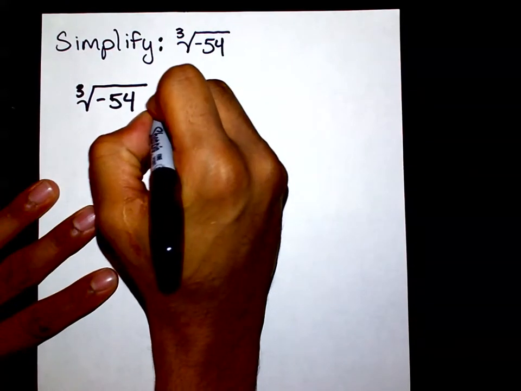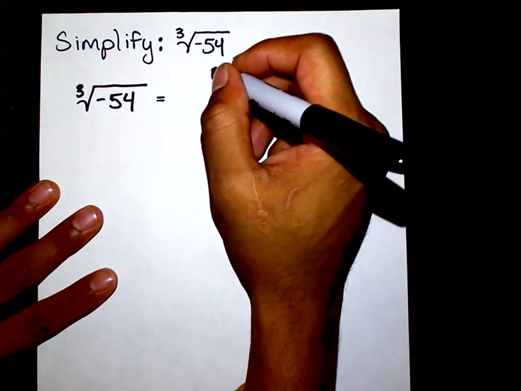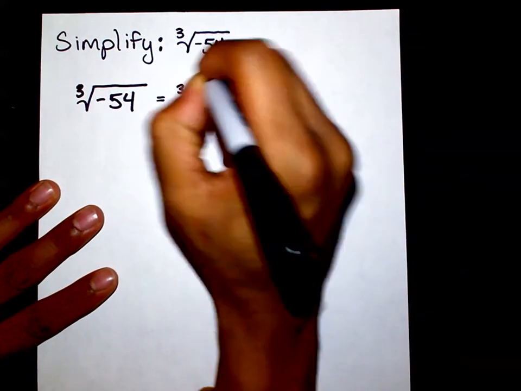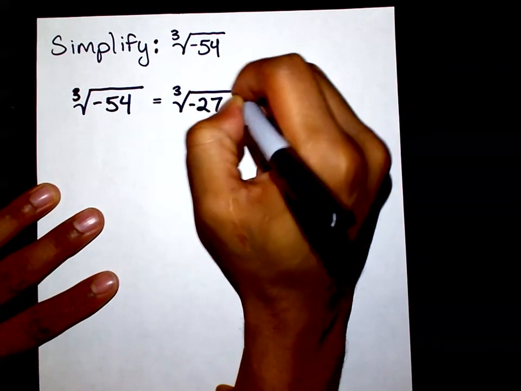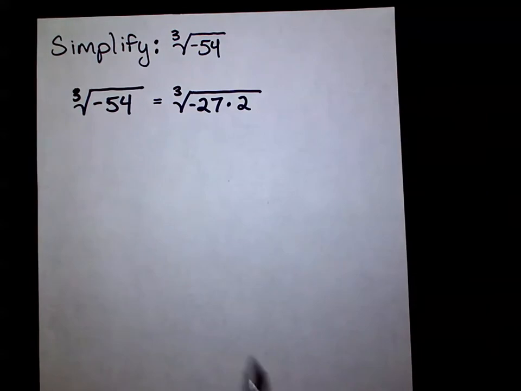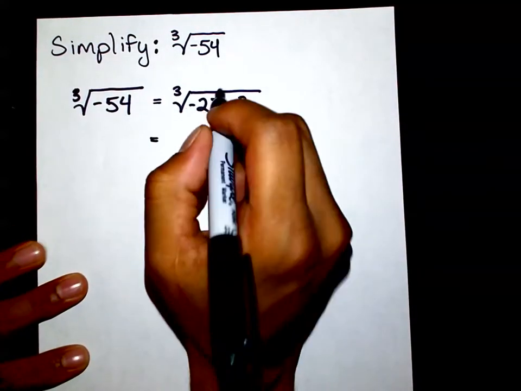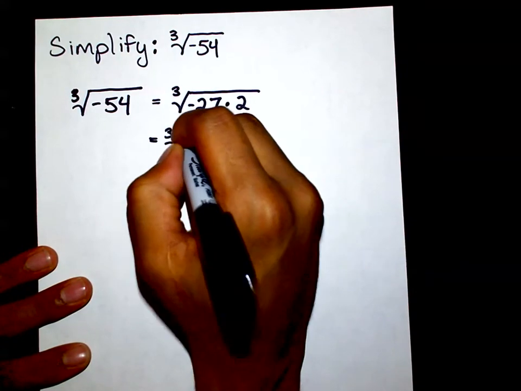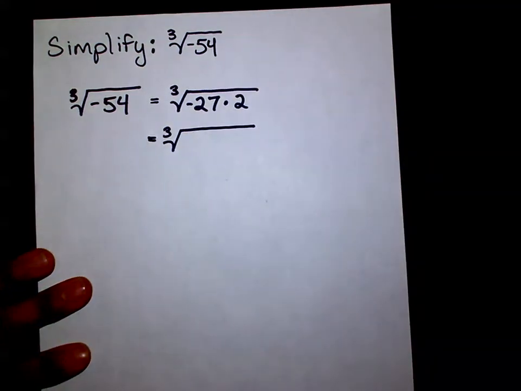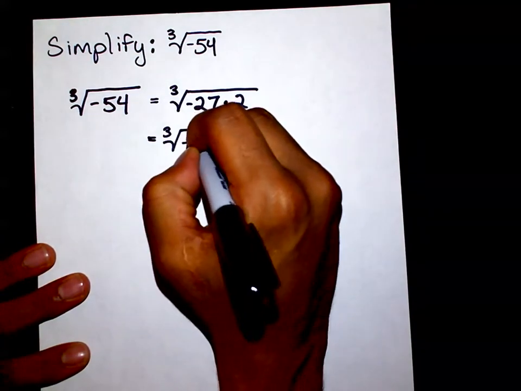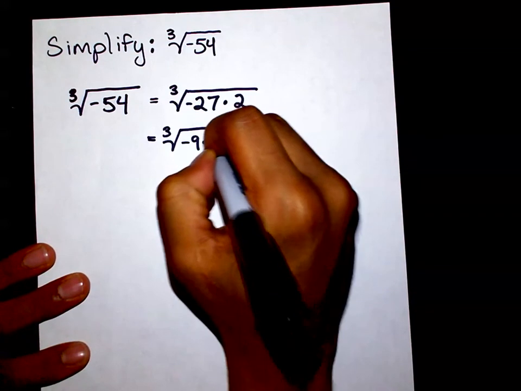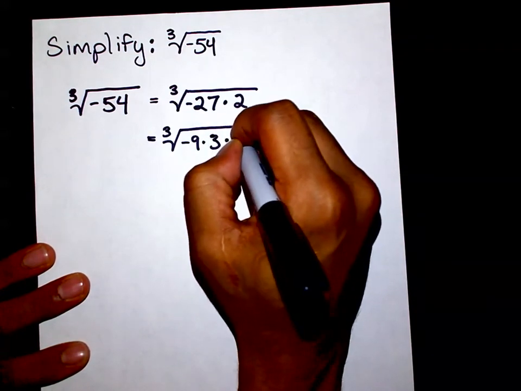So, I know 54 can be broken down into 2 times 27, so that's what I'm going to write. Cube root of negative 27 times 2. Alright. Then after that, you want to go ahead and break down this 27. And negative 27 can be broken down into negative 9 times 3. And then I bring down that times 2, of course.